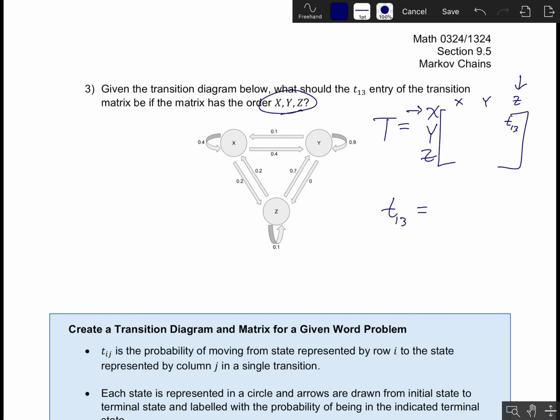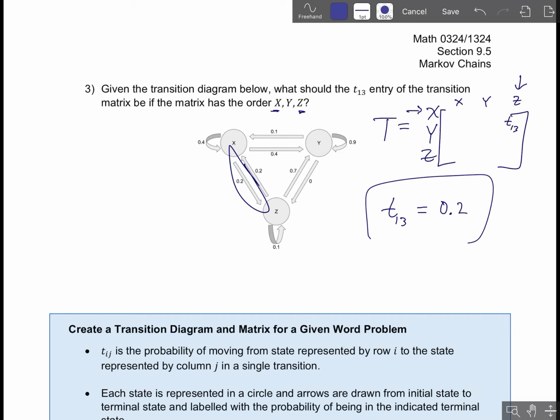And notice that here, the prompt did tell us exactly what the ordering was. It's important that if you order the rows in a particular way, the columns have the same order. So if you ordered your rows as X, Y, Z, you would also need to order your columns as X, Y, Z. So here, we are transitioning from the first state to the third state, in other words, from X to Z. And we would look for the corresponding arrow here. That's the arrow that transitions from X to Z, and it has a weight of 0.2. So the probability of transitioning from X to Z, if you're currently in state X, is 0.2.